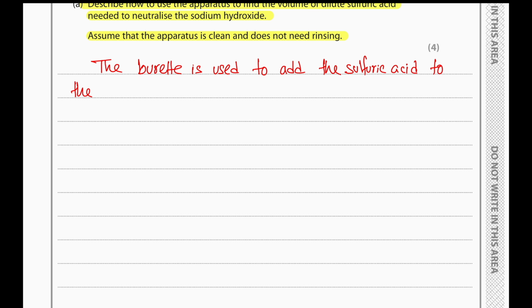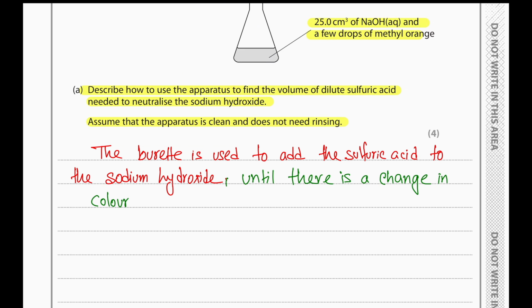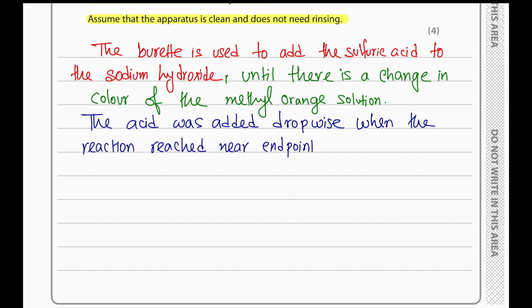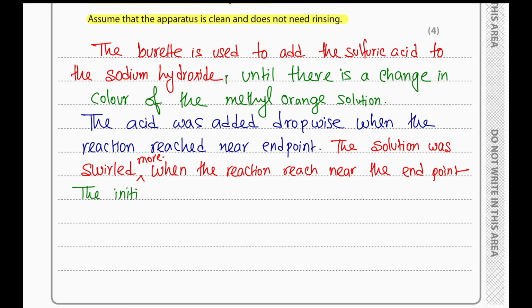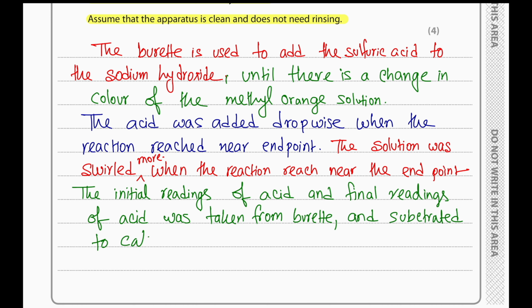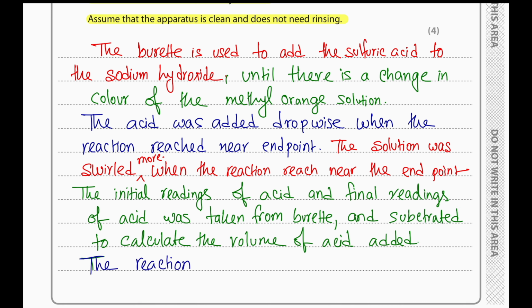The burette is used to add the sulfuric acid to the sodium hydroxide until there is a change in color of the indicator. The initial and the final readings of the acid are taken and subtracted to calculate the volume of acid added. The acid is added dropwise when we reach near the endpoint, and the solution is swirled more vigorously near the endpoint. The whole titration is repeated several times to obtain a concordant result.